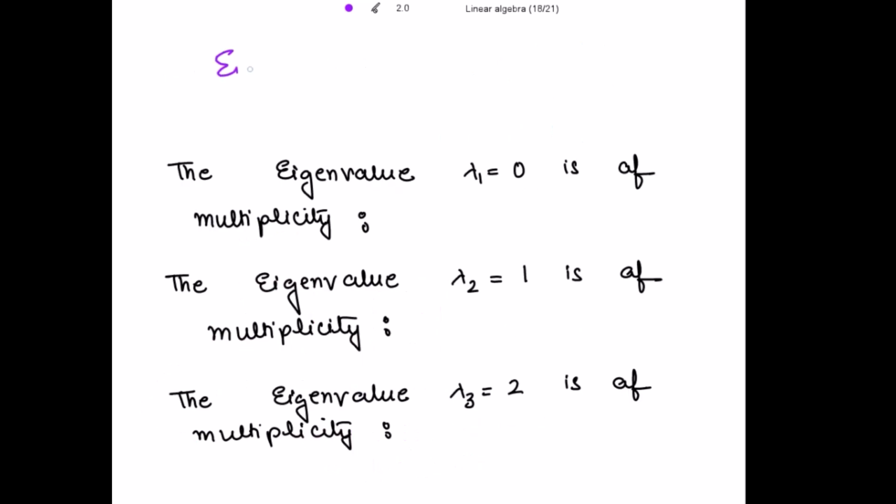We are getting the eigenvalues to be 0, 1, 1, 2. So the eigenvalue lambda 1 equal to 0 is of multiplicity 1. The eigenvalue lambda 2 equal to 1 is of multiplicity 2. The eigenvalue lambda 3 equal to 2 is of multiplicity 1. Right? So now we need to find the eigenvectors.